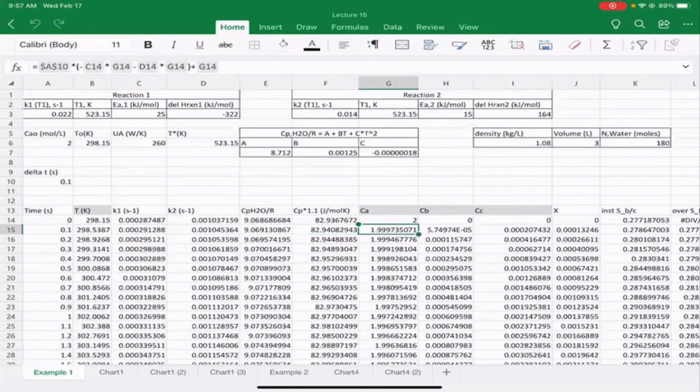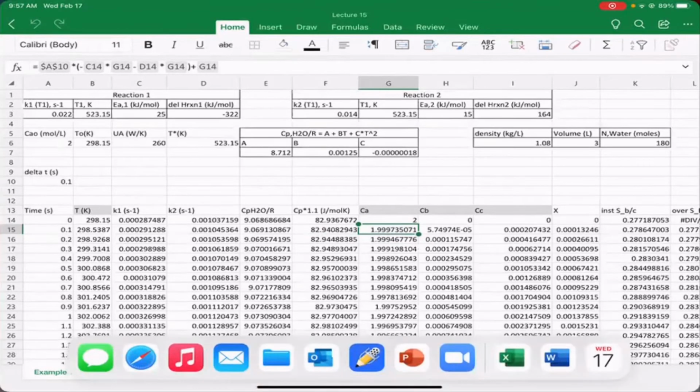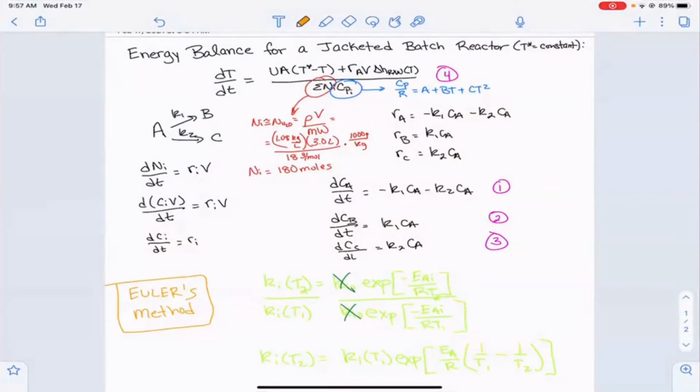The nice thing is when you use a program like Excel to do this, our mole balances still look relatively straightforward, right? Our mole balance here is still just delta T times RA plus CA, the previous CA. So I like doing that, and I like keeping the equations as implemented as simple as possible. What I mean by that is I want them to still look like this in Excel.